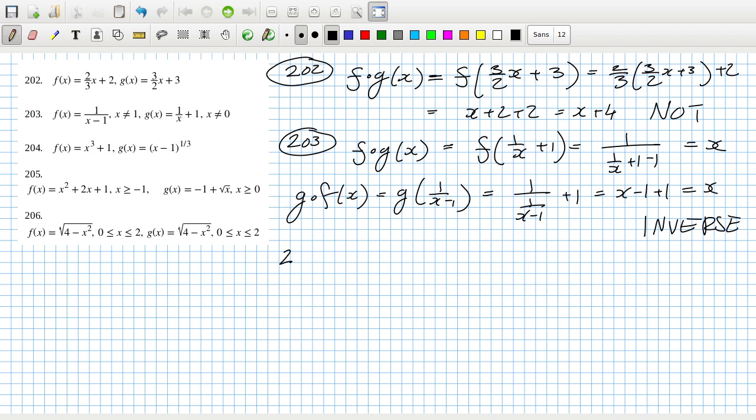Okay, let's check the answer while we're working on these. 204, no, 203 inverses, yeah. Okay. Right, let's see, 204.